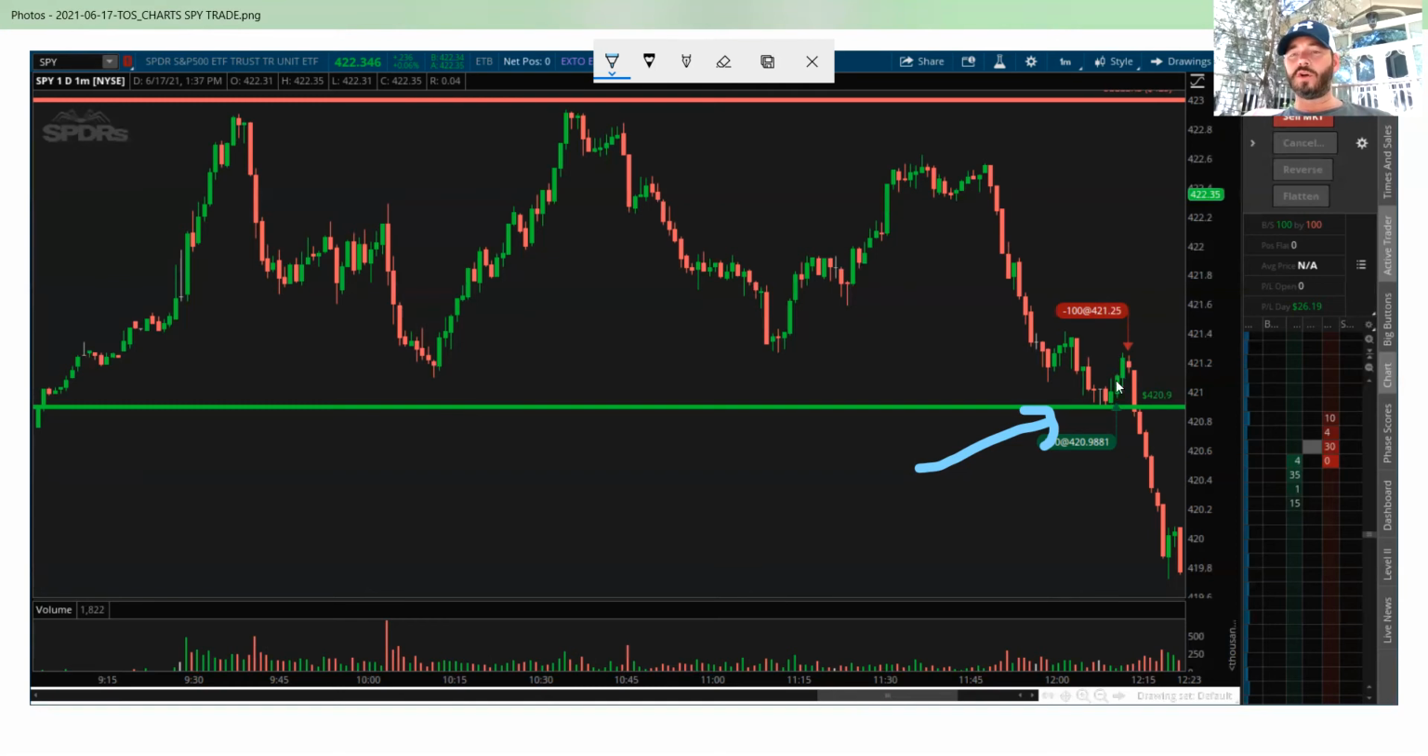And then we took off right as it bounced off of support. I know that this is my support level. It's literally 8 cents under where I got involved. So what do I do after I take the trade? It goes right in my favor, and I sell for a $26 profit 1 minute later. That's it. I'm in and out of the trade.